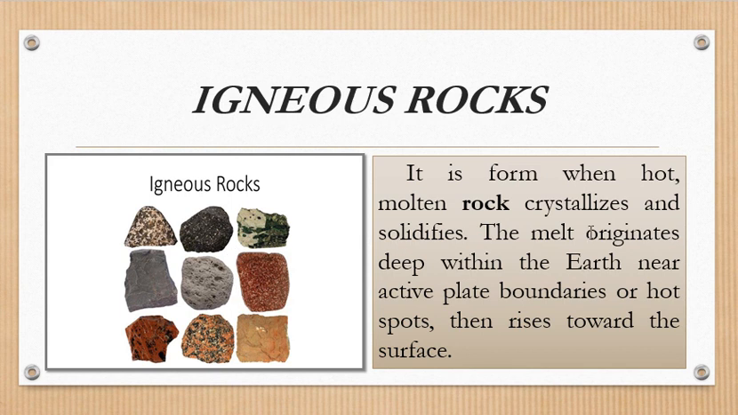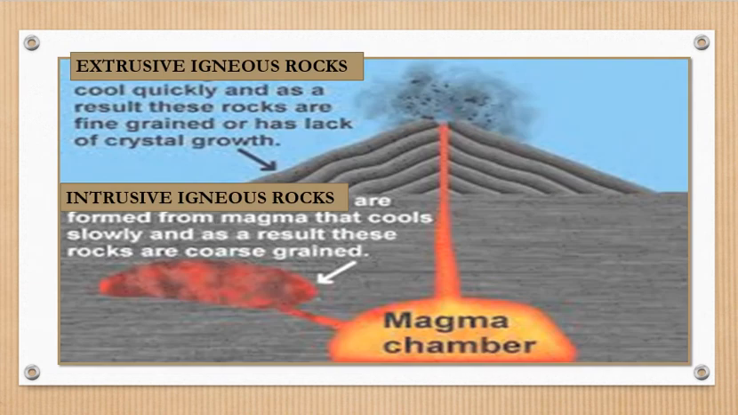These are examples of igneous rocks. Now, the melt originates deep within the earth, because the magma is within the earth or the volcano. For example, in this illustration, as you can see, this is a volcano wherein there is a magma chamber of hot molten materials. If they are exposed to high temperature and pressure, this magma will rise, and that is the time that this volcano will explode.